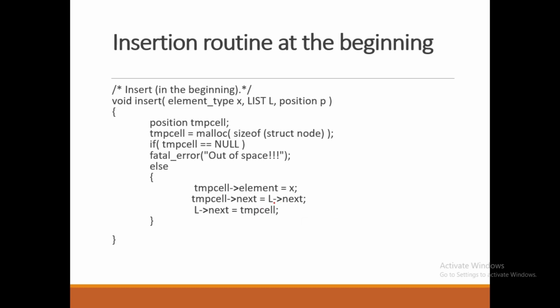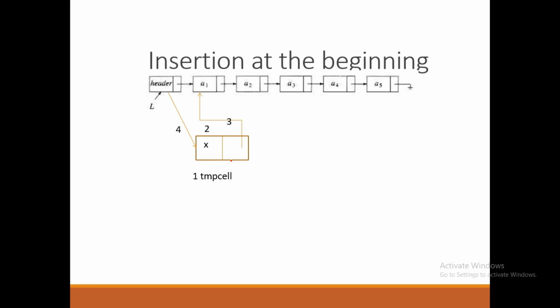So here what we are doing is creating a temp cell and allocating the memory, and we are checking whether memory is available or not. If it doesn't get the memory, it displays the message "out of space". Otherwise, in the temp cell element part we are going to insert the element. Then how do we change the next part? Look at this diagram. So temp cell next equal to L next.